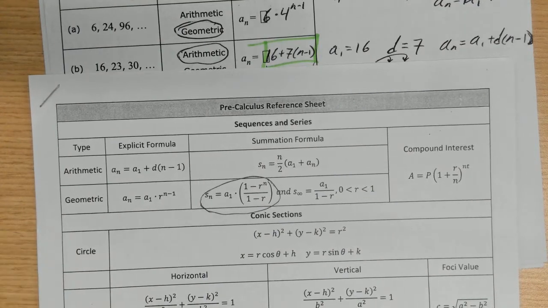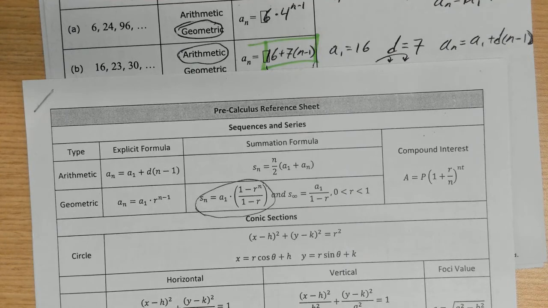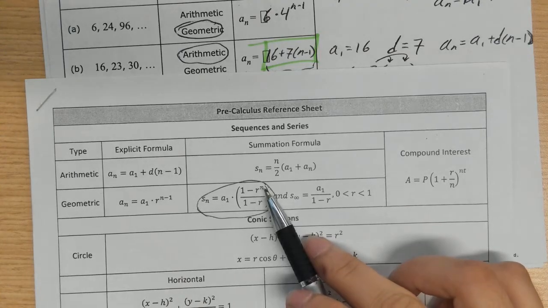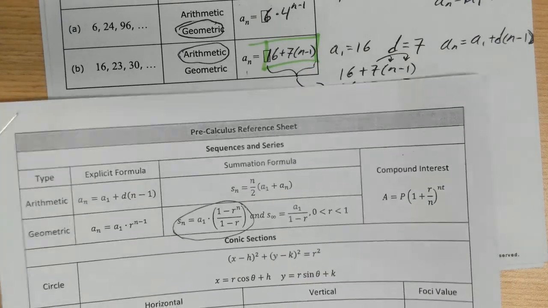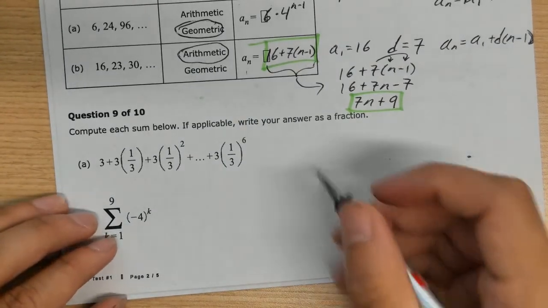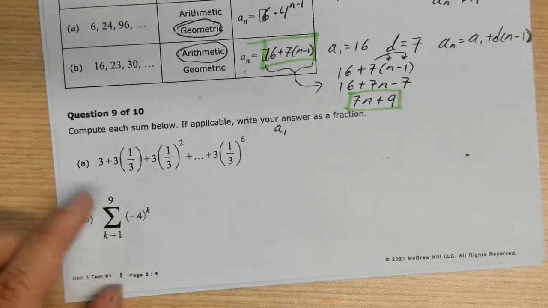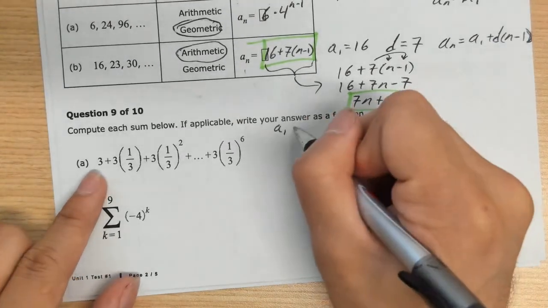For number 9, this is the equation that I'm going to use. I need the common ratio, I need the first term, and I need n. That's everything I need, so let's find all of that. A sub 1, what's a sub 1 for the first one? It's 3.